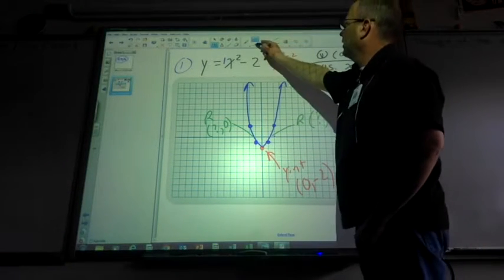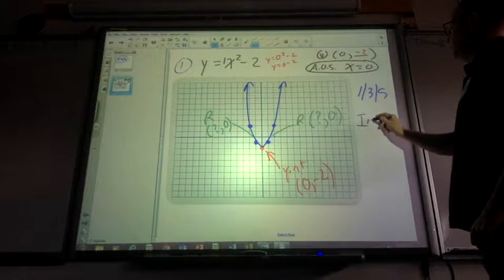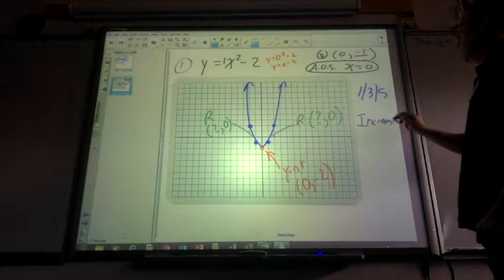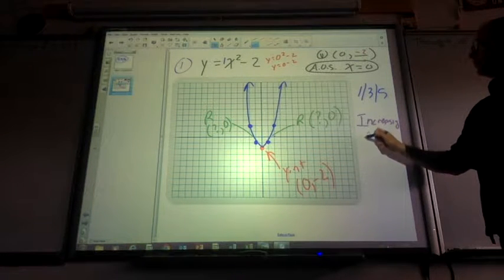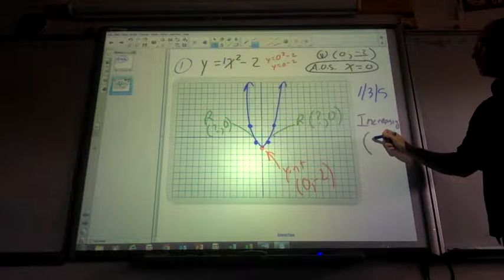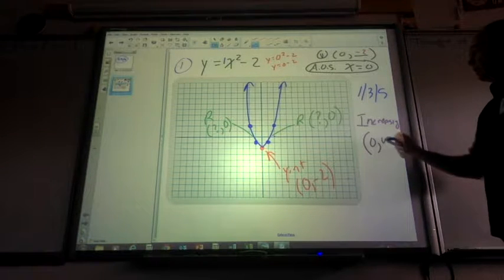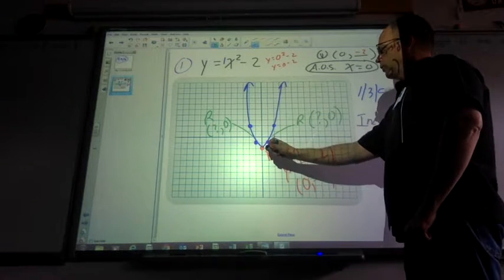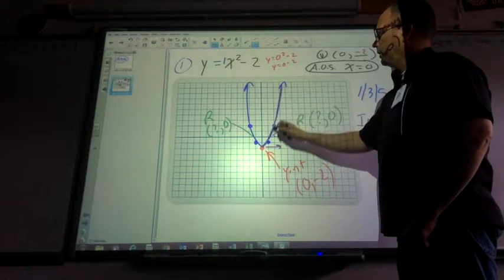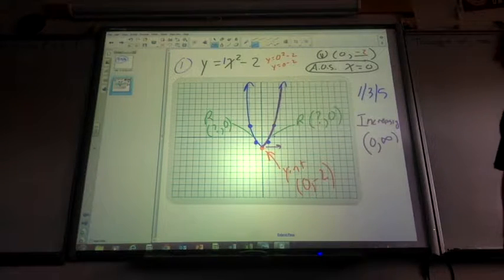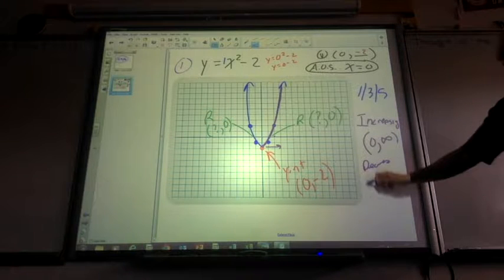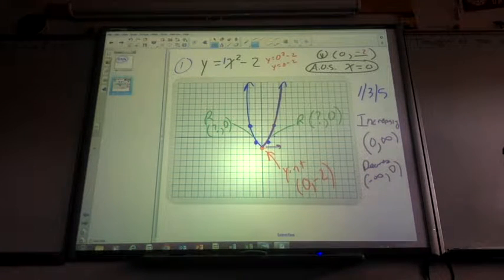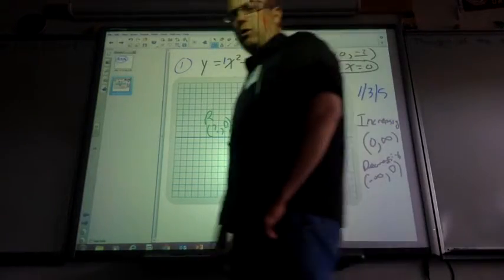I'm just going to throw this question out there. Where is this graph increasing? Increasing means it's going up. 0 to infinity. So it starts here and it goes forever this way. So it's this whole part of the graph right there. Okay? 0 to infinity is where it's increasing. It's decreasing negative infinity to 0. There you go. Exactly. Okay, so that's just extra information. You might have to watch for that later.